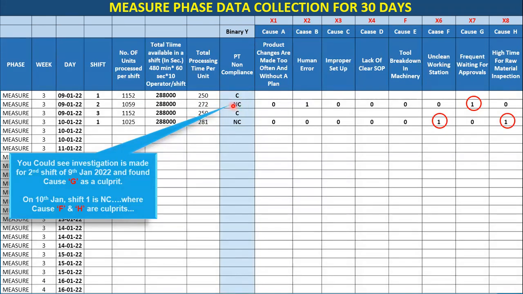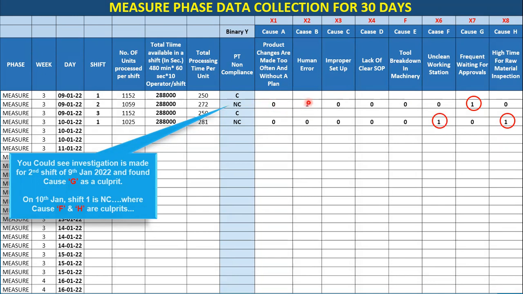Now we got an NC shift. We have to investigate why a given shift is NC. So out of these 8 frequently occurring causes, which we found through the CI matrix, we need to check which cause or causes are the culprit, meaning those causing this given shift to be NC. It might be 1 cause, it might be 2 causes, it might be all 8 causes. But that needs to be checked by the supervisor with the assistant manager, right?